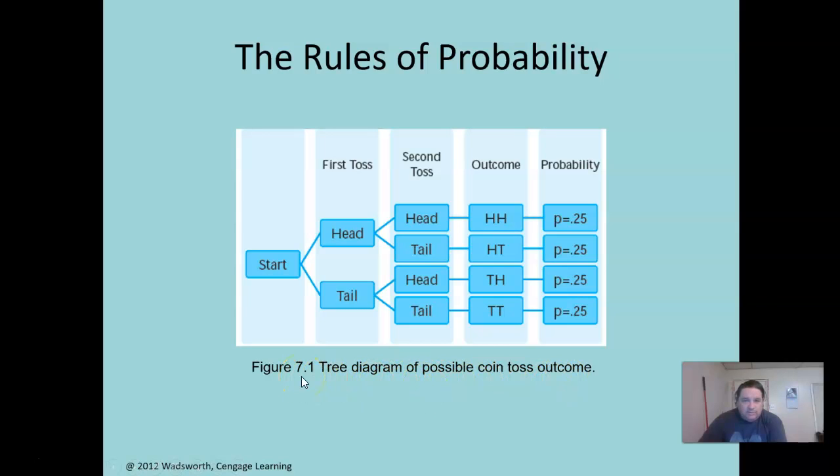We have a diagram, the rules of probability of coin toss outcome. So we start, first toss, we have a head or a tail. Second toss, we have a head, so a head or head tail. And the second toss after we have a tail is a tail or a tail head. And so in succession, we have a 25% chance that it could be head tail, tail head, or tail tail.